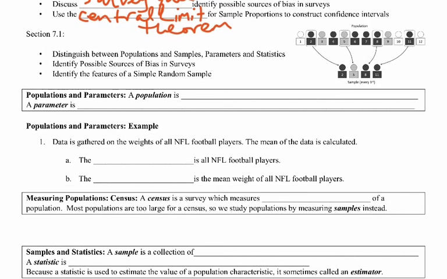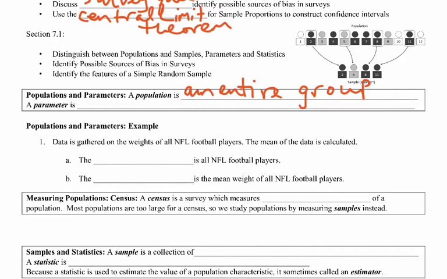So first of all, populations and parameters. Now we've talked about populations before. I know we've used that term in this class. And so remember that a population, we can think of that as an entire group that we're interested in studying or surveying. So a group that we want to find information about. The entire group is the population.